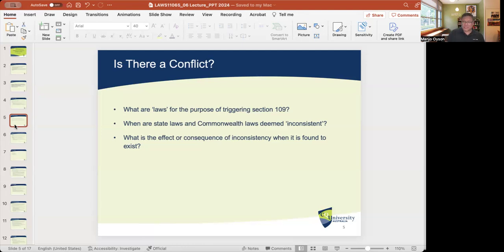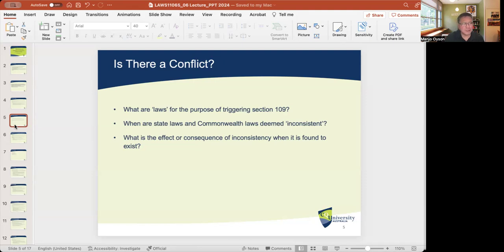And in that particular case, what is a person or a private entity meant to do? And so we need to look at the law for the purpose of triggering Section 109, and we need to determine, when do we know that there is an inconsistency? Because we always remember that a basic rule of statutory interpretation is that the courts will always try to find a way to harmonize laws passed both by the Commonwealth and the state parliament. So the courts will try to find a way by which a state law, for example, does not have to be deemed invalidated by a Commonwealth law because of some inconsistency.